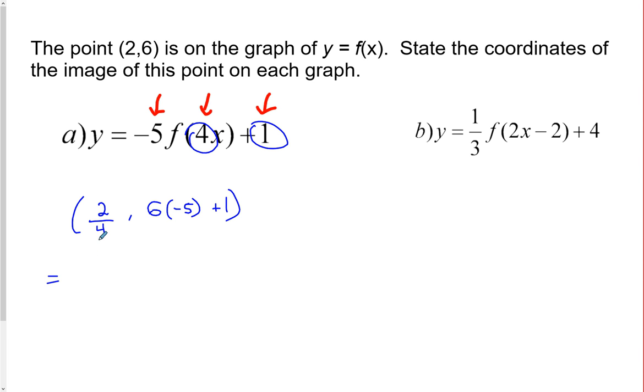So what does that work out to? 2 divided by 4 is a half. And 6 times -5 is -30, plus 1 is -29. So that's what that transformation does to that particular point. Let's try our next one. Again, my point is 2, 6.